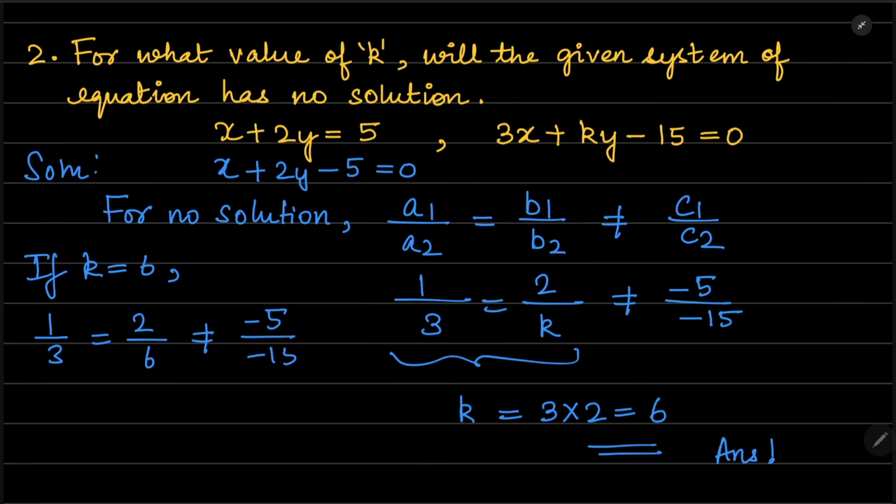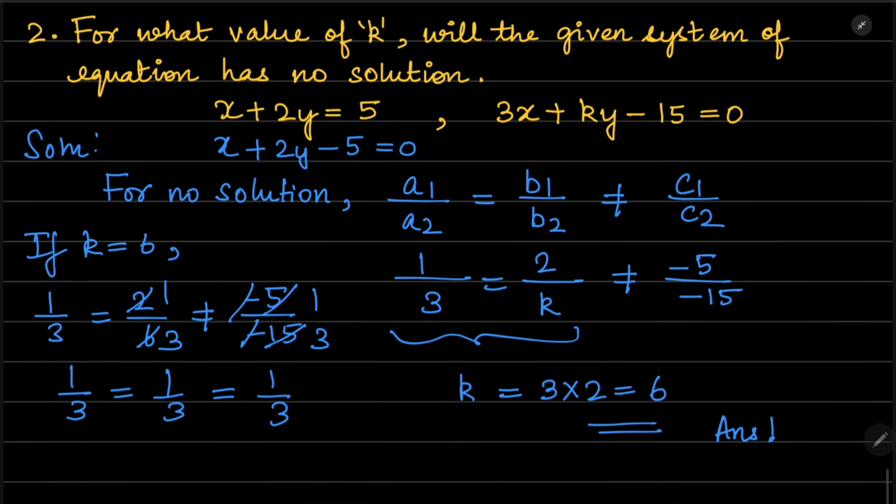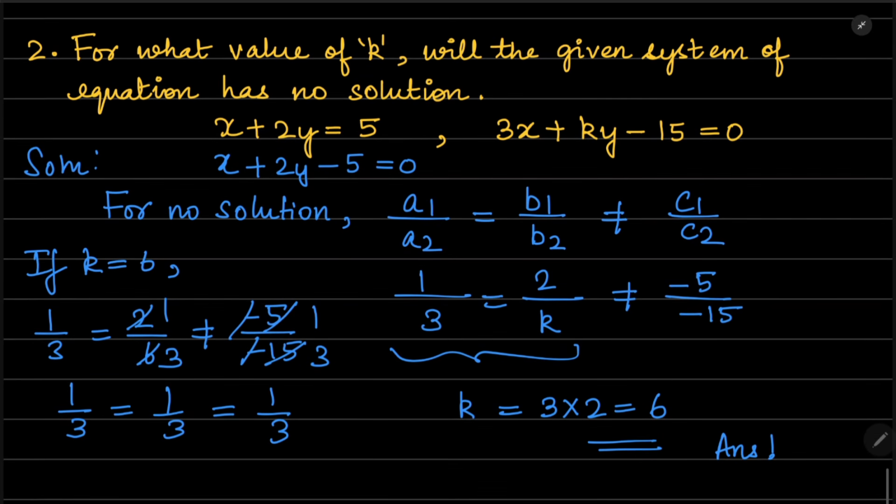What is minus 5 by 15? Minus gets cancelled. 5 ones are 5, 5 threes are 15. Right? It's 1 by 3. 2 ones are 2, 2 threes are 6. So here what are you getting here? 1 by 3 is equal to 1 by 3, but it is also equal to 1 by 3. Right? So the answer is this particular system. Okay, you cannot have a value of k. There cannot be a value of k which can satisfy this for the system to have no solution. So you should write k will not, there is no result.